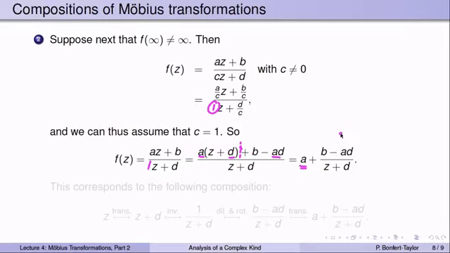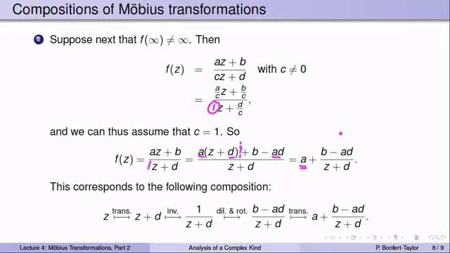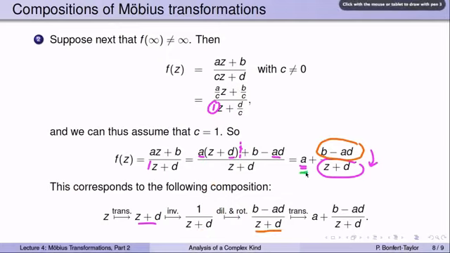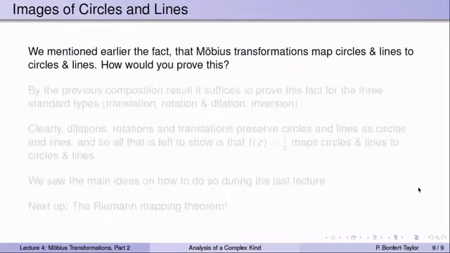Looking at this carefully, we see again that the Möbius transformation corresponds to a composition. The first part is we're adding d to z. That's a translation. Next, we're flipping, so we're using an inversion to get the z plus d into the denominator. Next, we're going to put in this numerator, b minus ad. That's a multiplication by b minus ad, so that's the dilation and rotation kind. And finally, we're going to add a to the whole expression, which corresponds to a translation. So again, an arbitrary Möbius transformation is the composition of a translation, an inversion, a dilation and rotation, and another translation.